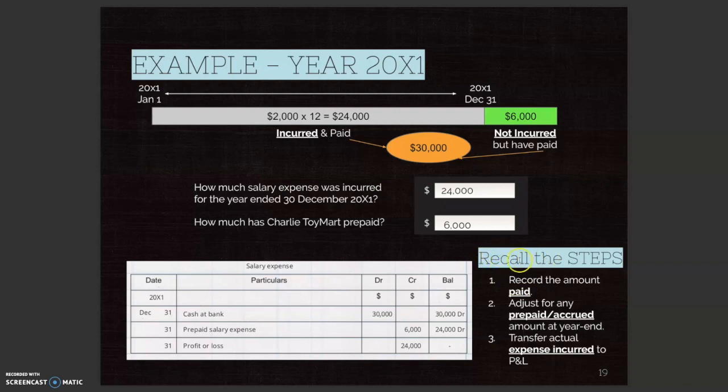Okay, recalling the steps, we first record the payment. Okay, we determine what is the amount that is supposed to be transferred to your P&L. Okay, and we balance the account by adjusting for any accrual and prepayment at the end of the year.